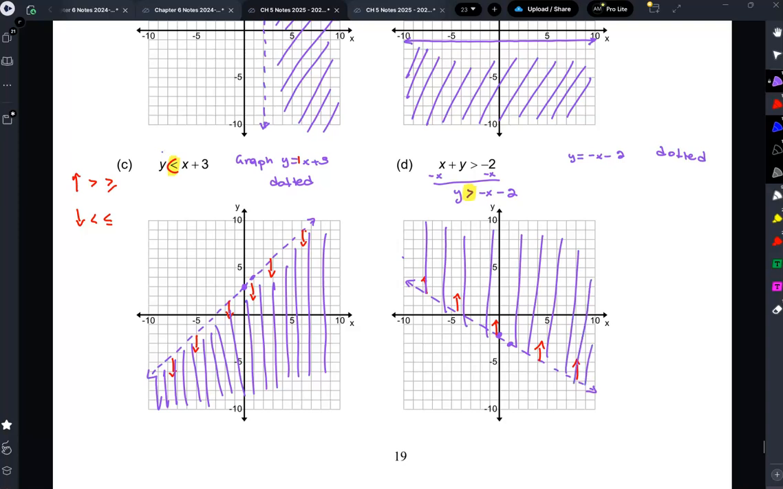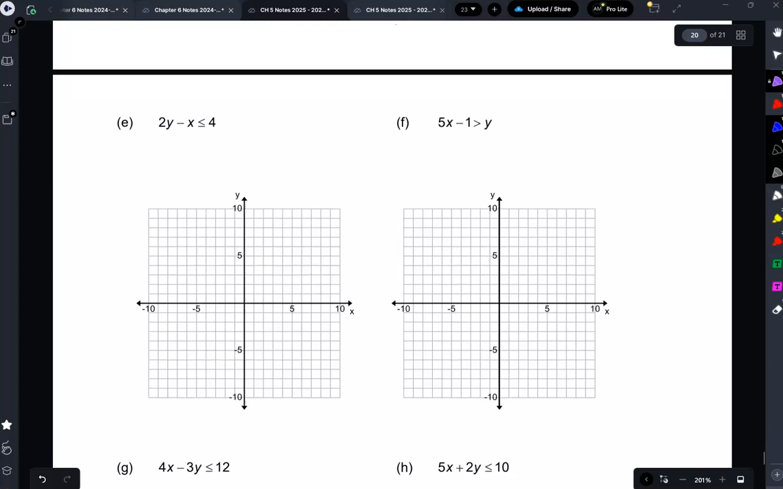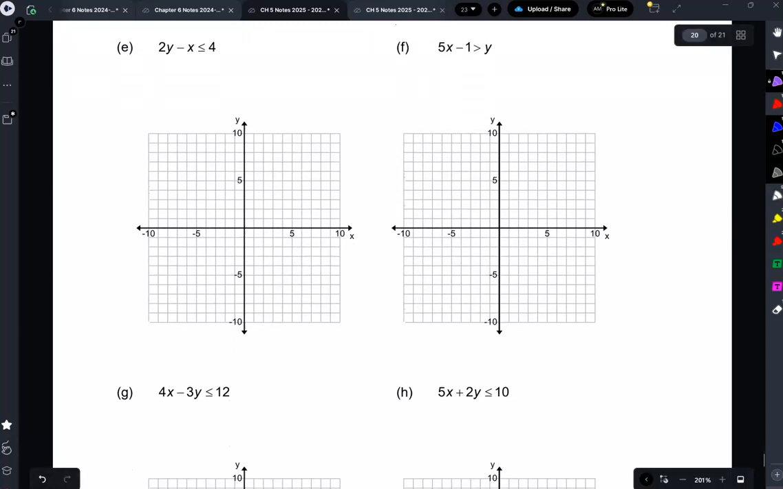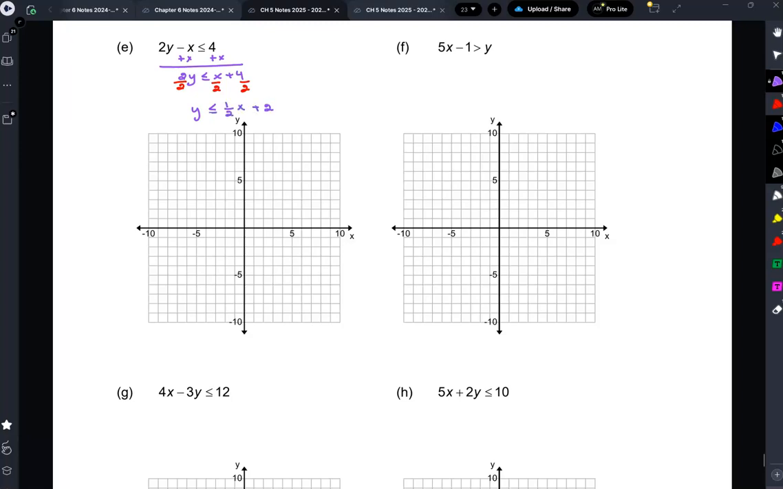Okay. All right, next one. Let's solve again for y. So first, I'm going to have to add x. So I'm going to get 2y less than or equal to x plus 4. Now, we're going to divide by 2, divide by 2, divide by 2. So y is less than or equal to half x plus 2.